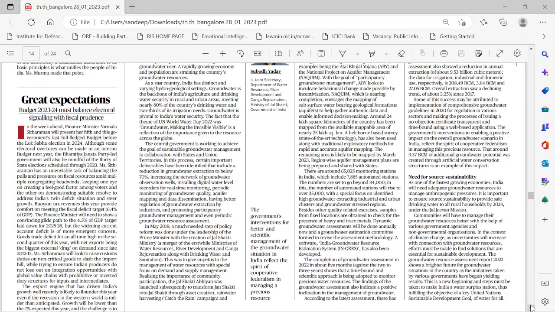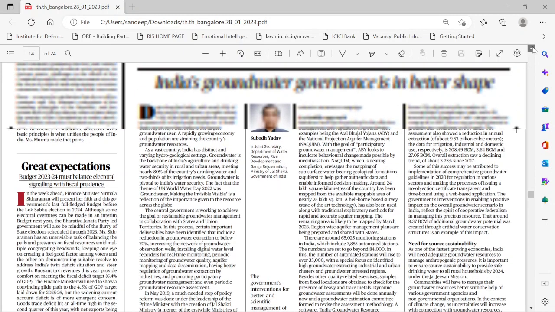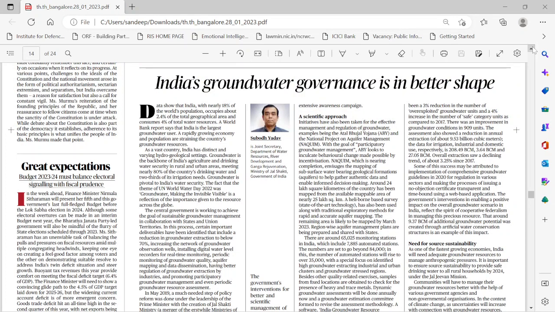Schemes, guys. Jal Shakti Abhiyan aims at asset creation, rainwater harvesting, and an extensive awareness campaign.